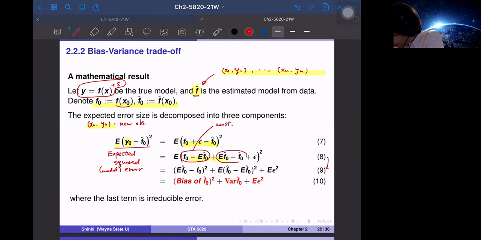And the next two terms. The expectation of f hat is constant, so you can just ignore it. But what is f hat? F hat is based on this training set, x1, y1 to xn, yn. So this is a function of x, y1 to yn. Of course, also a function of x1 to xn, but those are anyway constants. So I would say this is a function of y1 to yn.